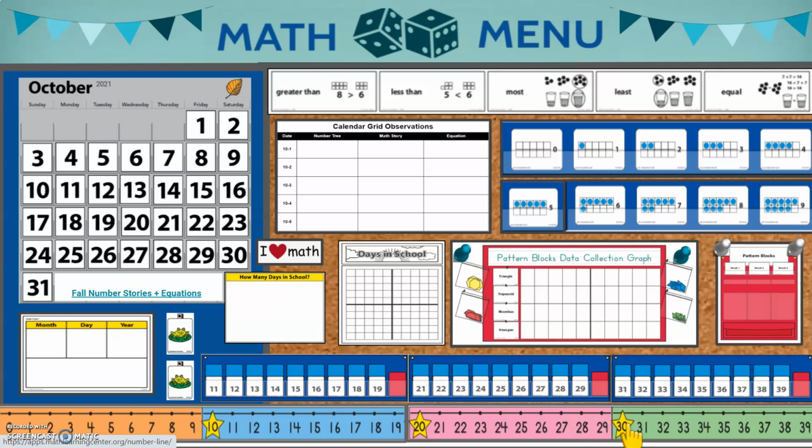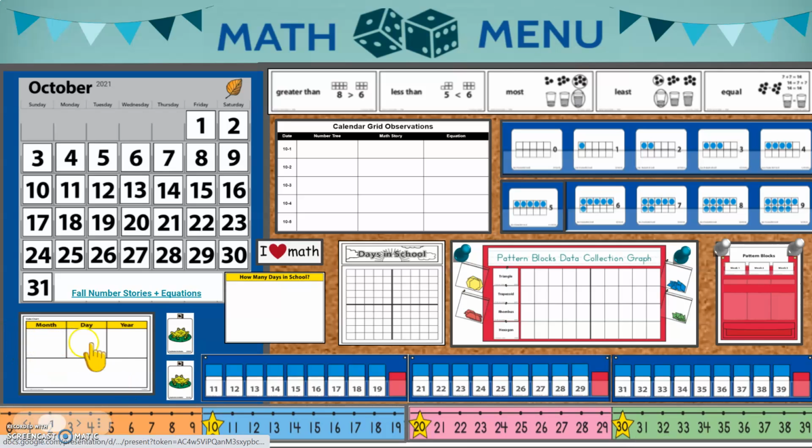Whoa, can we go backwards doing the same thing? 30, 29, 28, 27, 26, 25, 24, 23, 22, 21, 20, 19, 18, 17, 16, 15, 14, 13, 12, 11, 10, 9, 8, 7, 6, 5, 4, 3, 2, 1. We did it! Very good job.